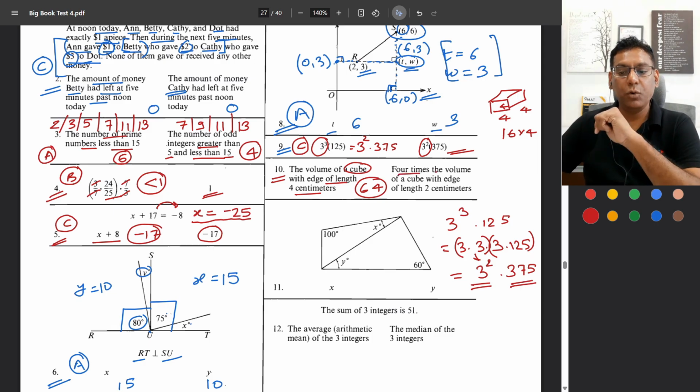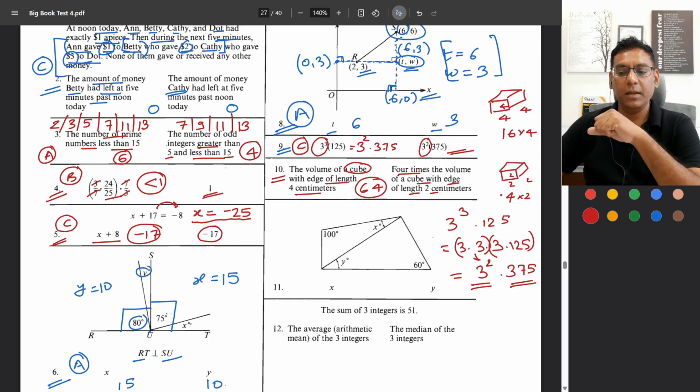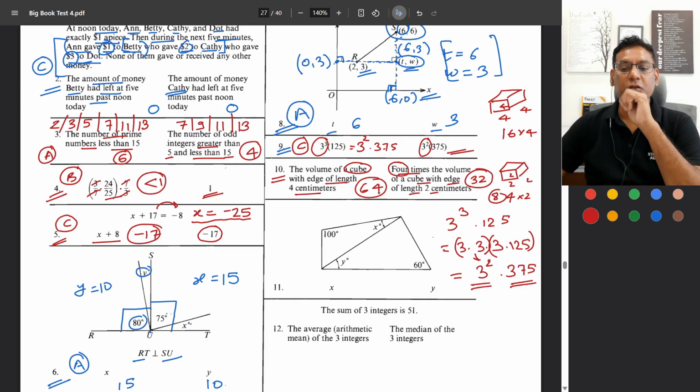Column B, we have 4 times the volume of a cube with edge 2. So this is a smaller one with edge 2. The smaller base here is going to be 2 into 2, 4. And volume is going to be base area into height. That's going to be 4 into 2, which is 8. And I have how many of such cubes? 4 cubes. So the total volume is going to be 8 fours are 32. So I have 64 on one side, 32 on the other side. Answer is going to be answer choice A.